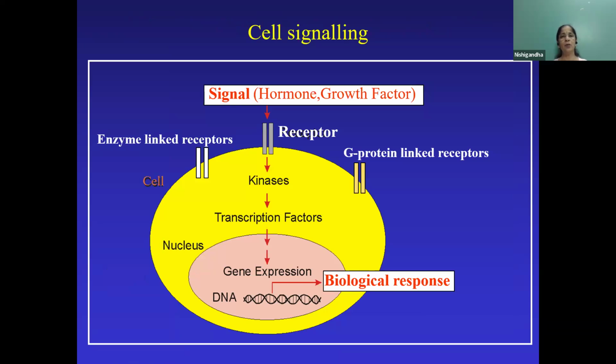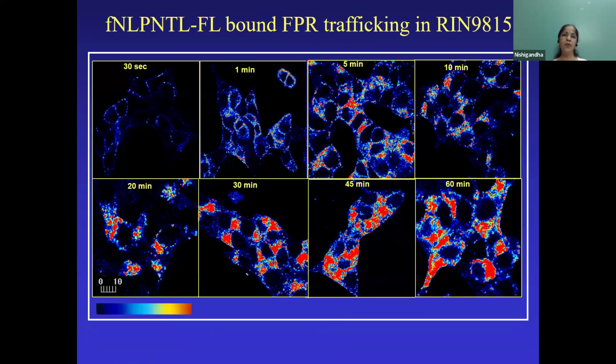Then cell signaling can also be seen. It could be like just signal coming from growth factor, hormone, or some G protein coupled receptor, enzyme linked receptor. I'll give you one example. Now, in this case, there is a fluorescent formyl peptide, and we have studied its binding to the formyl peptide receptors on these cells. Now, this is done in fixed cells. You can also do it in live cells to see how the receptor ligand interaction occurs.